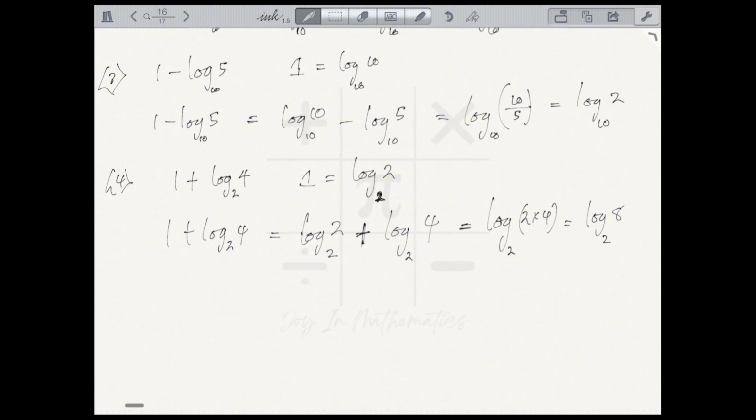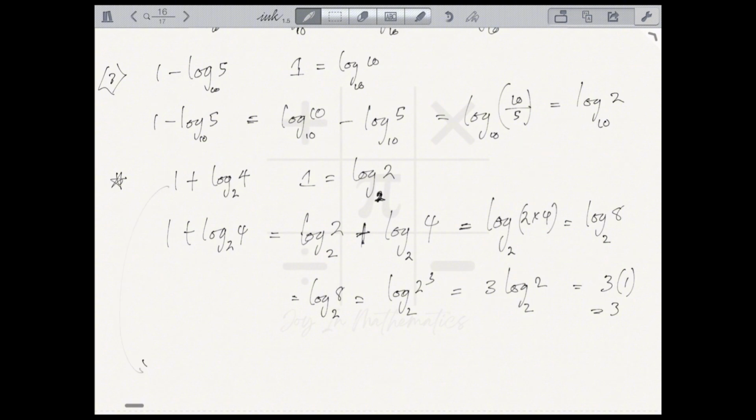And log 8 can be simplified further as log 2 raised to the power of 3. This is not question 4 per se, it's just an asterisk. And this will be 3 log 2 to base 2, and since it's the same base, same number, it will be 3 multiplied by 1, which is 3.